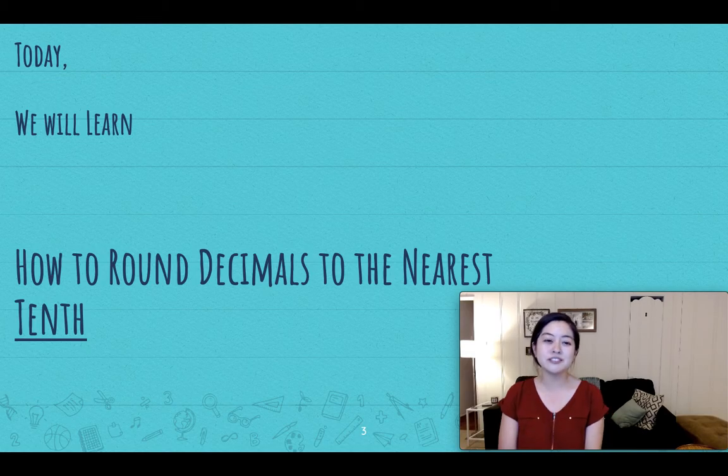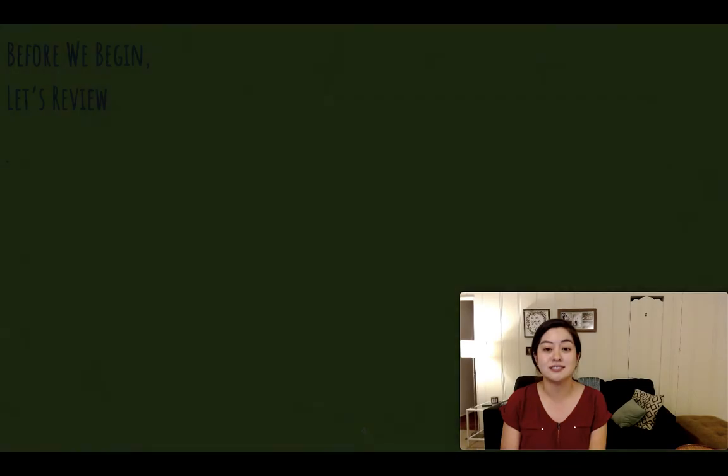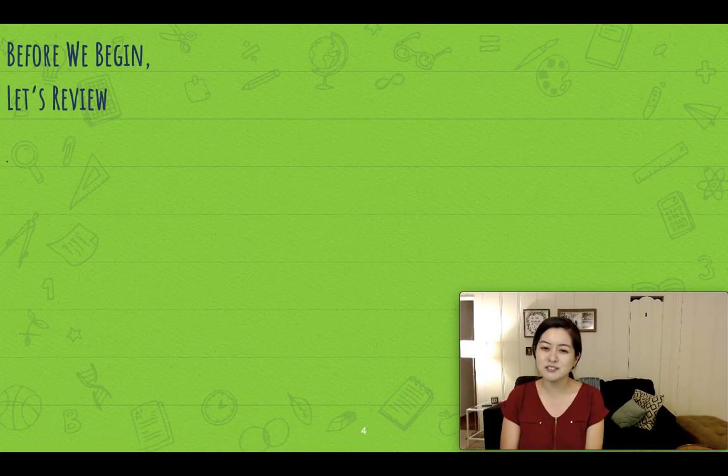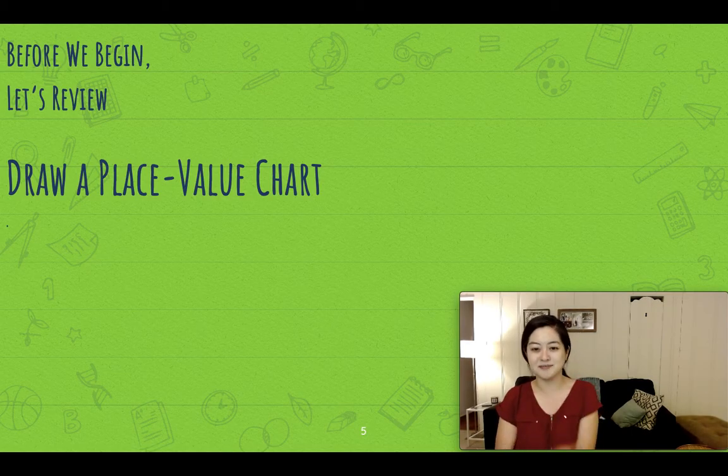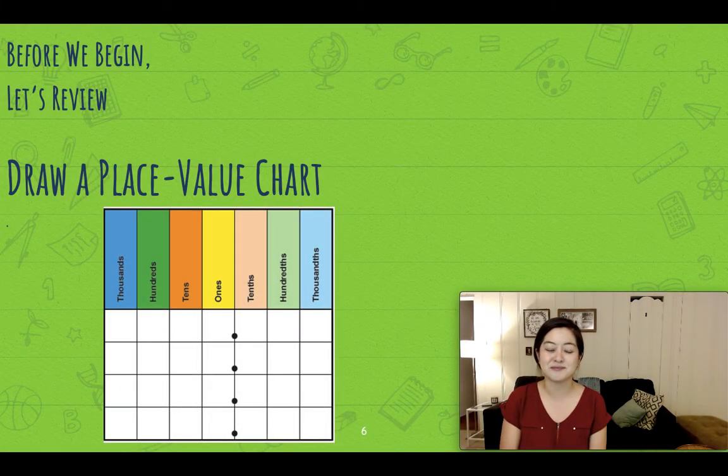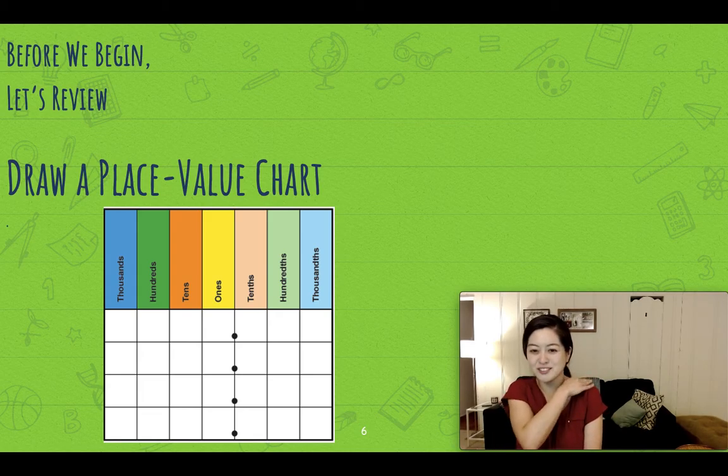Well, today we're going to learn how to round decimals to the nearest tenth. But before we begin, let's review. Please draw a place value chart from memory. It should look something like this. I hope you drew at least the tens and ones in addition to the tenths and hundredths. My place value chart has more, but if you drew those, then nice, good job. Give yourself a pat on the back.